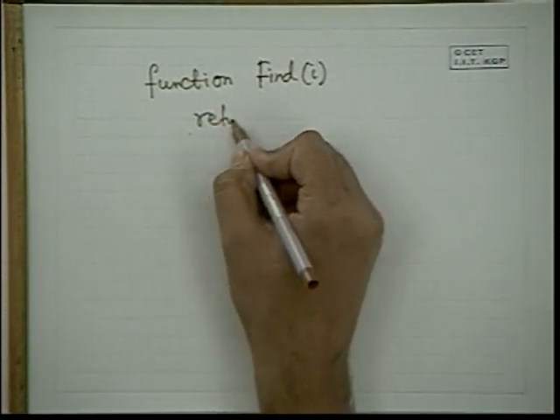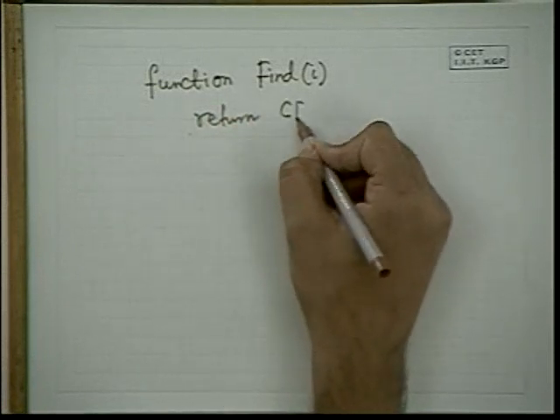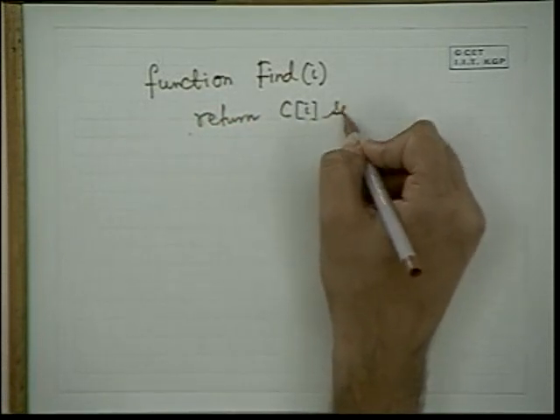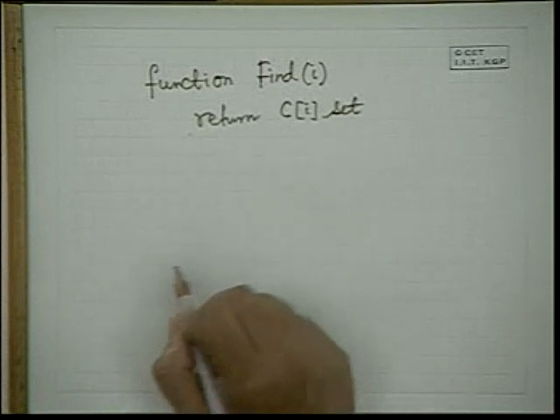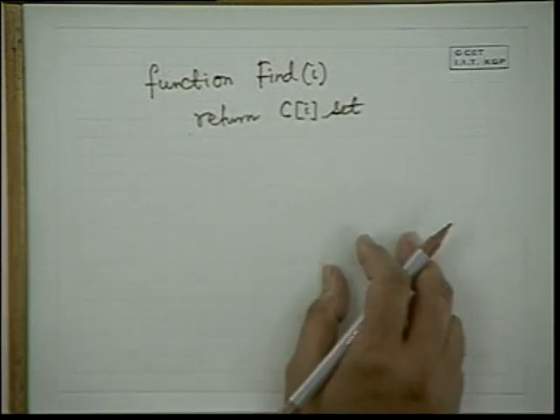Return Ci dot set. That's it. That is your function for find I. Just look at the index which is stored in C of I with the field set. That will give you the set name basically. Now comes the procedure for union.